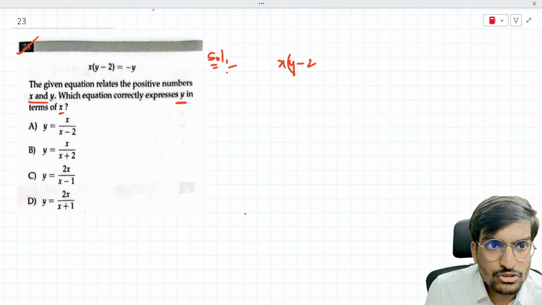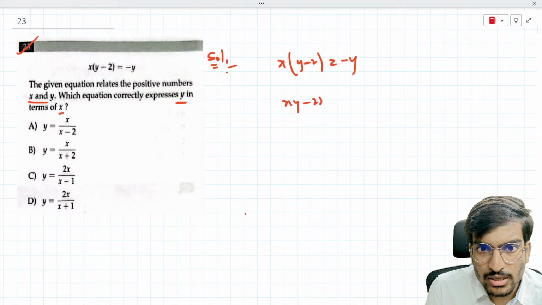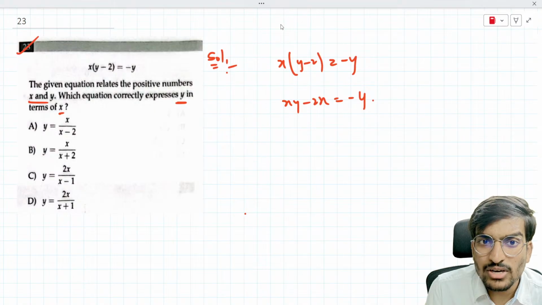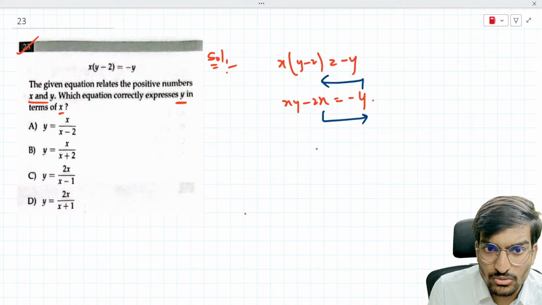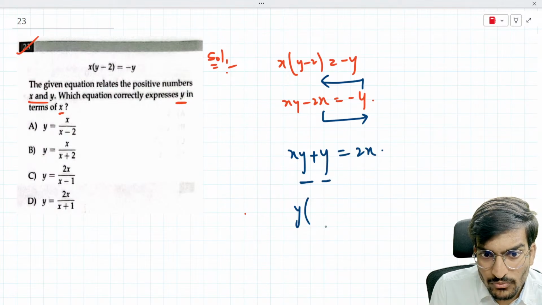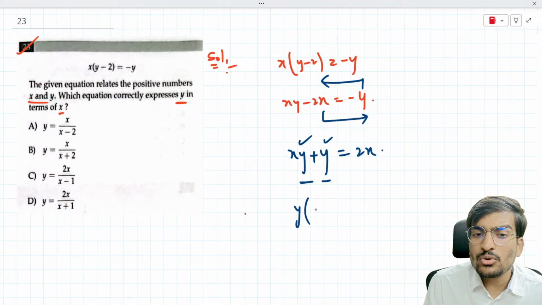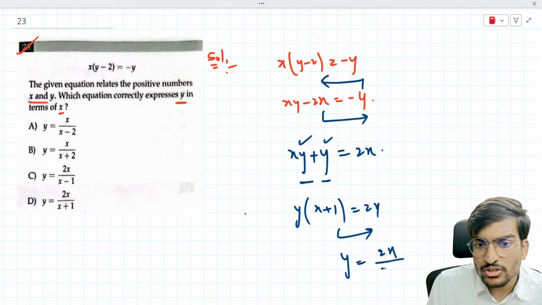x into y minus 2 equals negative y. So xy minus 2x equals negative y. I'm trying to put the y terms together. I'll send the 2x to the other side. So this will be xy plus y equals 2x. Now I will take y common. Whenever you have two y terms, put them together, take y out of it, and then send the rest to the RHS. y equals 2x by x plus 1.